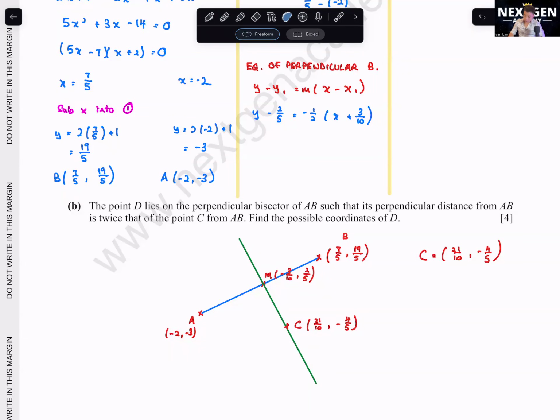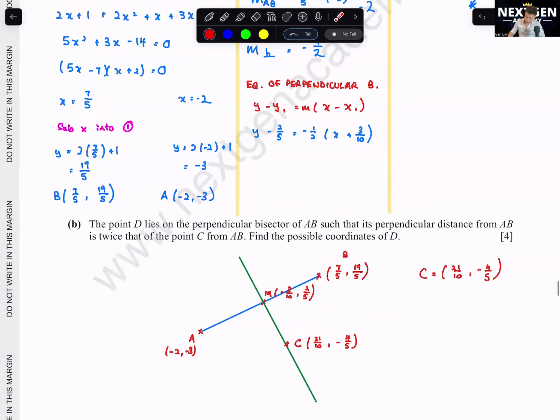They ask you to find the possible coordinates of D based on this. How do we do this? They say midpoint, that means the perpendicular length from the midpoint to D is twice the length of this. Where can D be? Looking at this diagram, twice the length means D can be over here or over here. Got it? Either the top or the bottom.